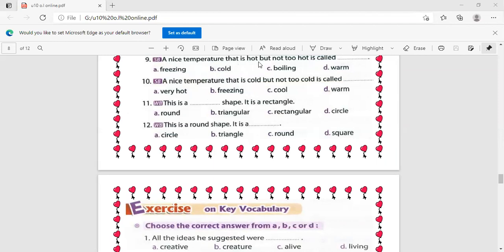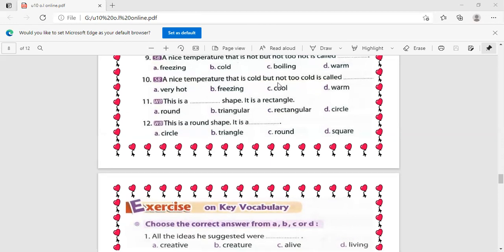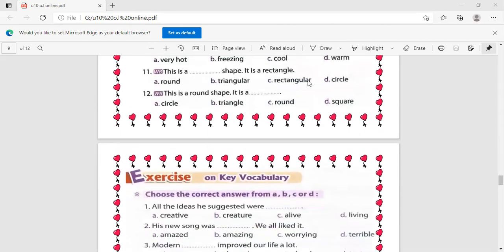Number nine, my dear, please. A nice temperature that is hot but not too hot is called what? Freezing, cold, boiling, or warm? Warm, excellent. Number 10, please, quickly. A nice temperature that is cold but not too cold is called? Cool, excellent.